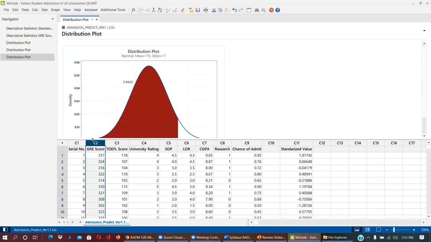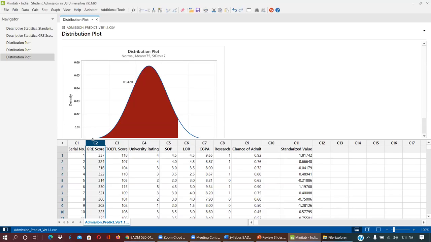Now I would like to know what is the true population average GRE score of all 22,000 or 25,000 Indian students? What is the average GRE score of all 22,000 students who are coming to the US?